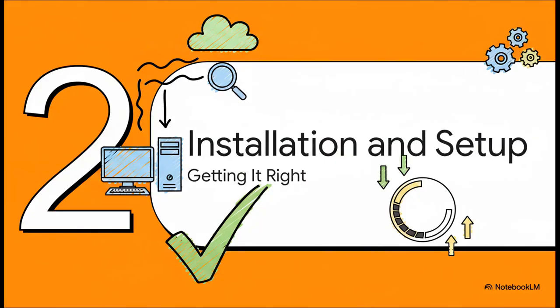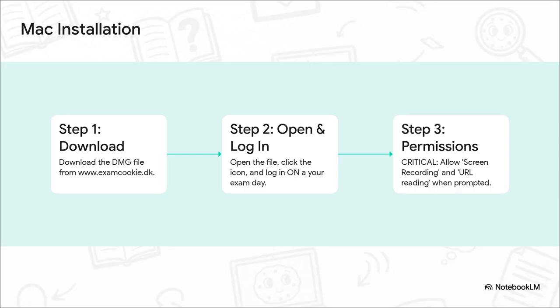All right, now that we know what it is, let's get into the practical stuff, getting it on your computer and setting it up correctly. We want to get this right the first time so there are no surprises on exam day. Okay, for all you Mac users out there, the process is pretty straightforward, but there is one step that is absolutely critical. You'll download the DMG, you'll open it, you'll click the icon. Simple enough. Now, don't freak out if you can't log in right away. They only turn that on for the day of your actual exam.